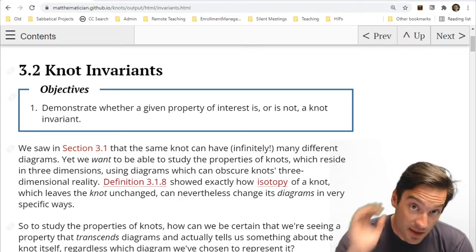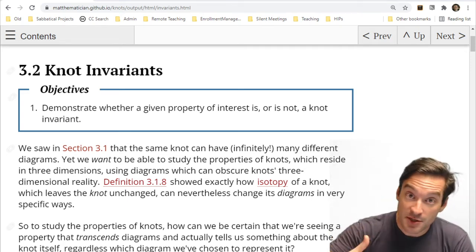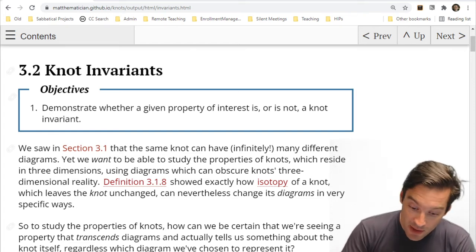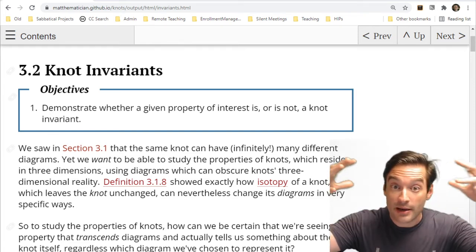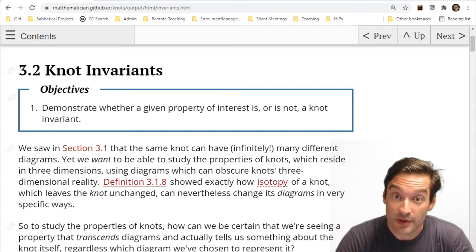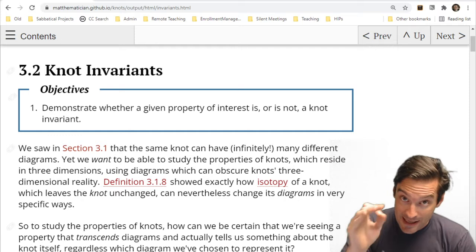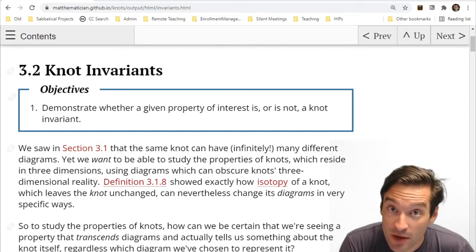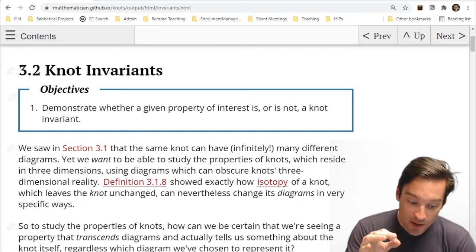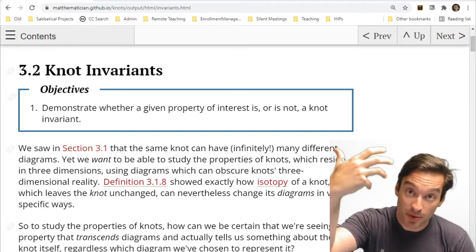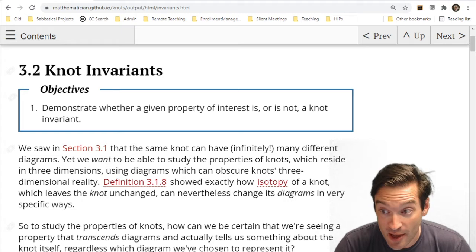So at the end of our last class, we had begun our exploration of the concept of a knot invariant. Remember, a knot invariant is a property that we can attach to a knot, to the three-dimensional entity of a knot, that we can discern through any two-dimensional diagram that we could draw of that knot. Right? Any property that we can tell from a diagram, but which actually represents a property of the knot itself, is called a knot invariant.